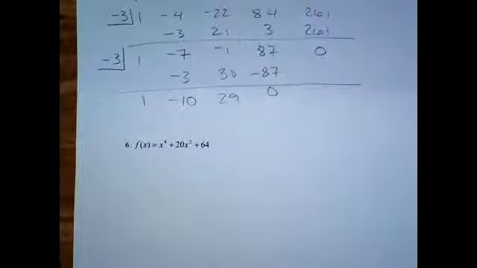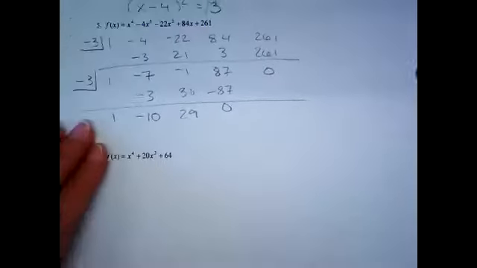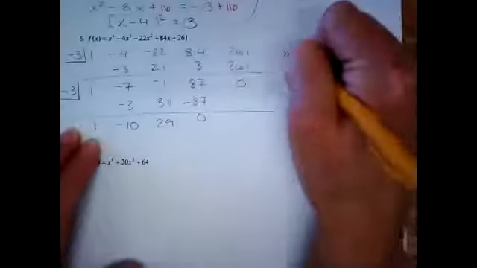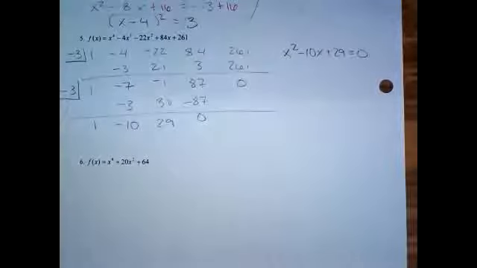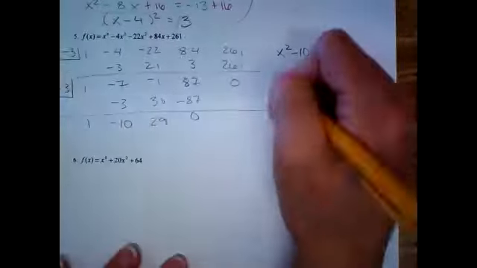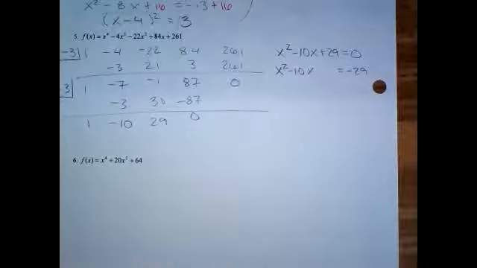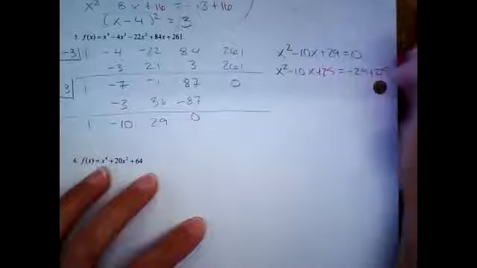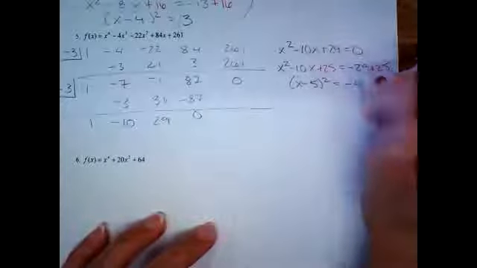When you put the variables back in, what power are you going to start with? Good, x squared. So it'll be 1x squared minus 10x plus 29 equals 0. It will not factor. You're going to have to complete the square. So what will you add to both sides? 25. This will be x minus 5 squared equals -4.